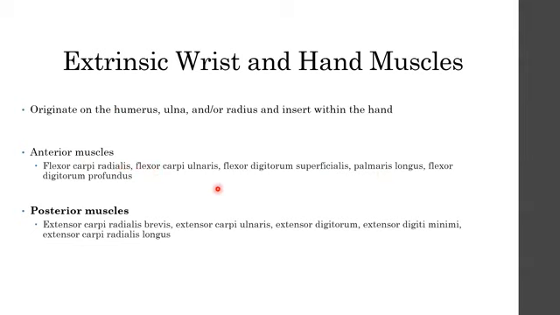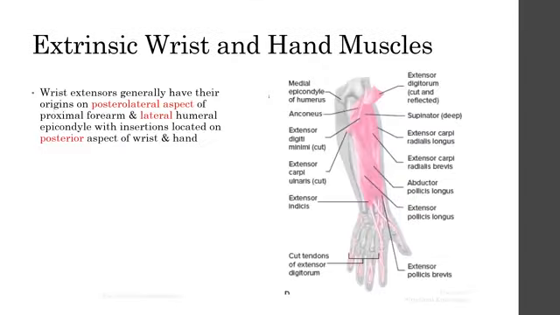All right. So moving on now to the posterior muscles. Again, to make a start on this slide. So all of our wrist extensors and some of the muscles that will extend our fingers will originate on the posterior lateral aspect of the forearm and the lateral epicondyle of the humerus. All right, so again, anatomical position will be right here.